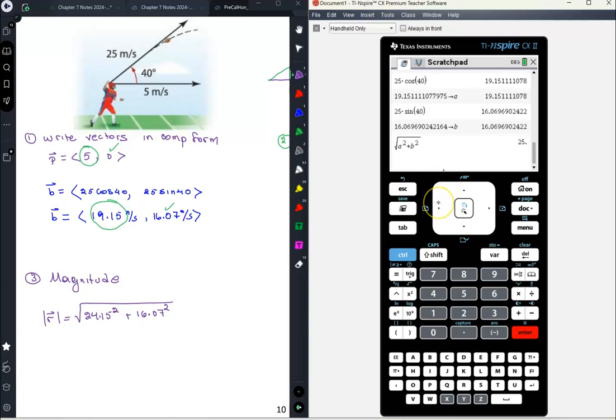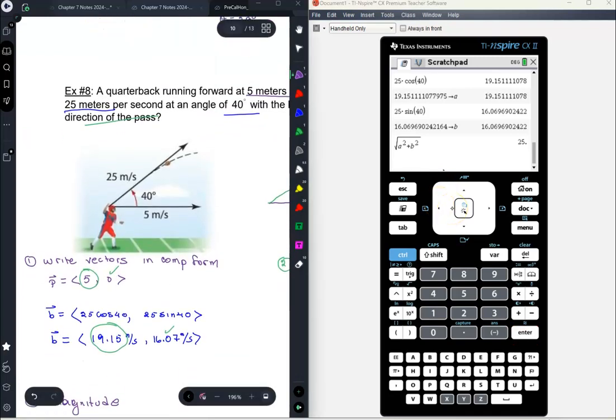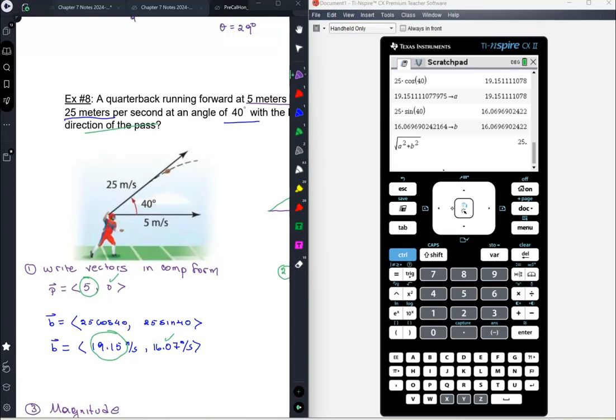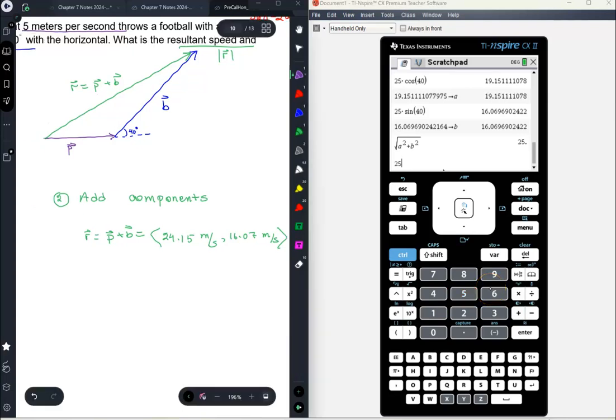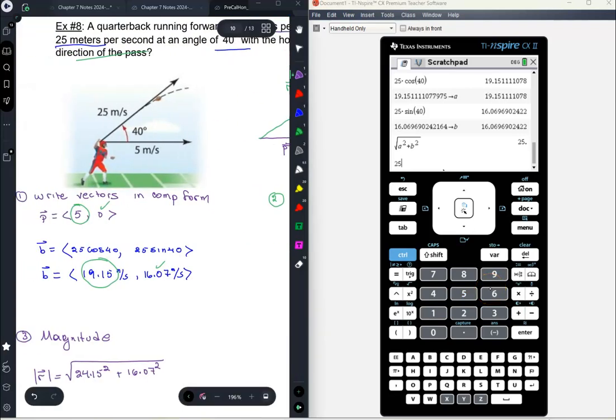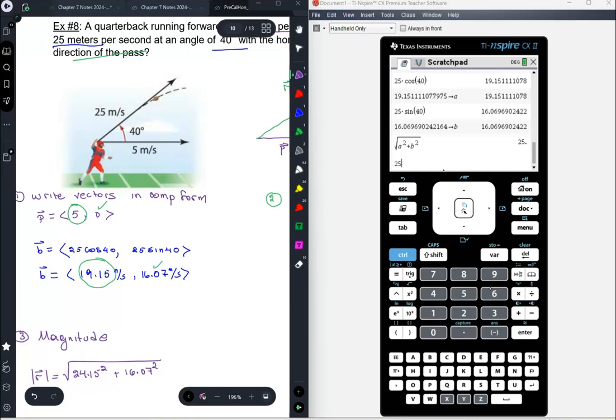Oh my God. Oh, look. I only did B. And look, I did get 25, which was actually the magnitude of B. Do you see what I did? I did something stupid, but it's actually cool. Okay, so let's just do it again. So, actually, it's this.